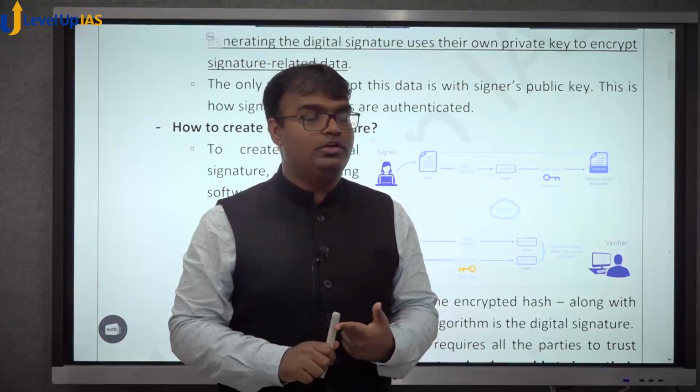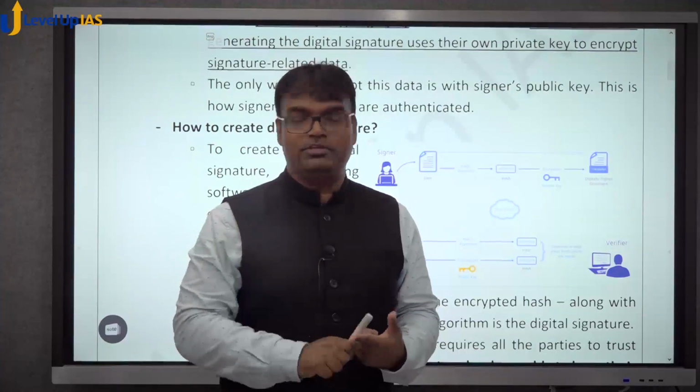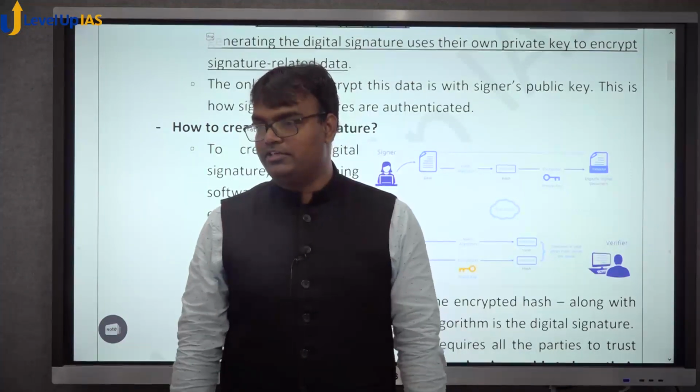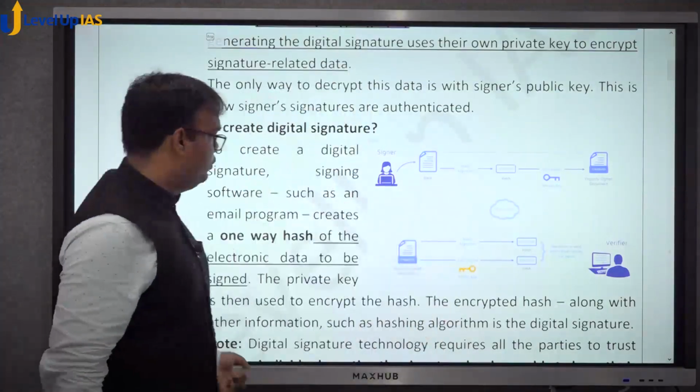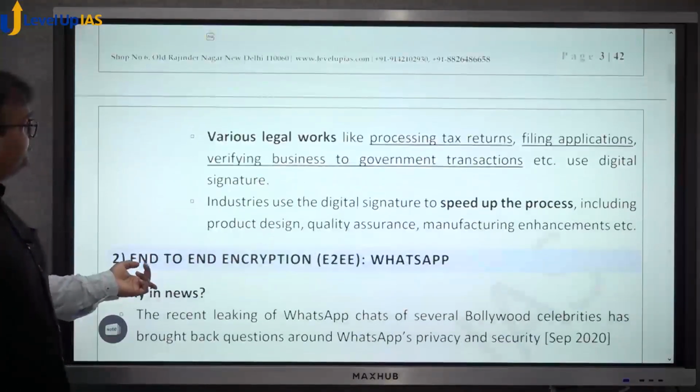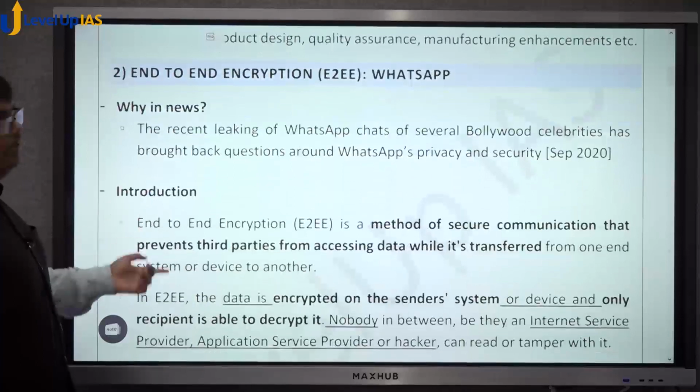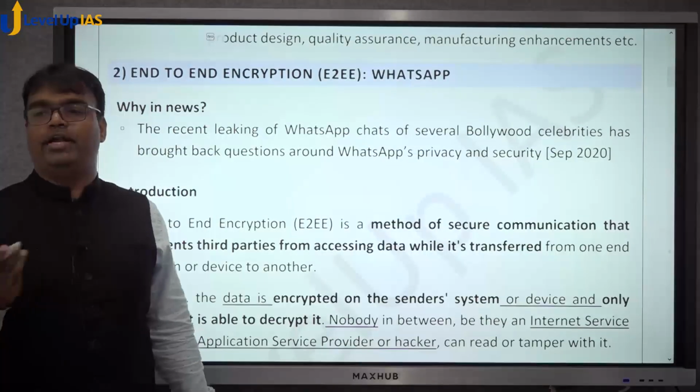In 2019 there was a question on digital signature. In 2020 there was a question on public key infrastructure. So we'll look at that. But before that, let's understand what is end-to-end encryption.